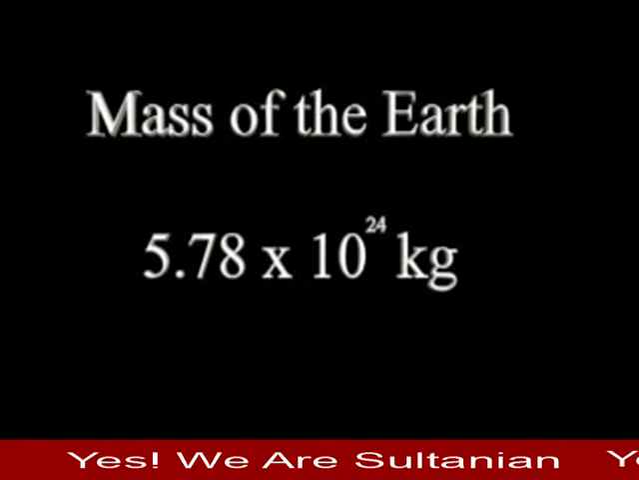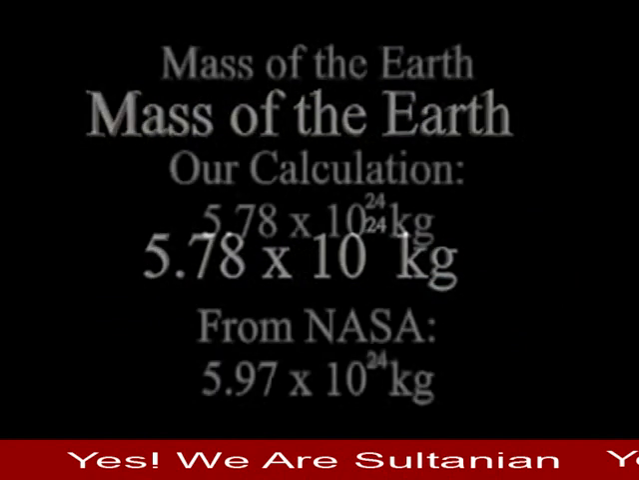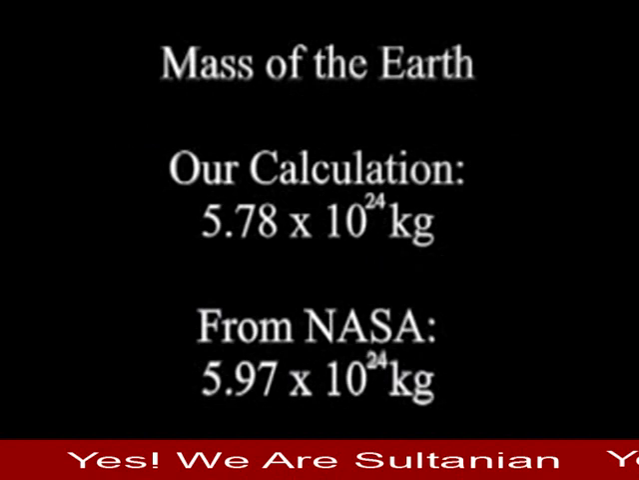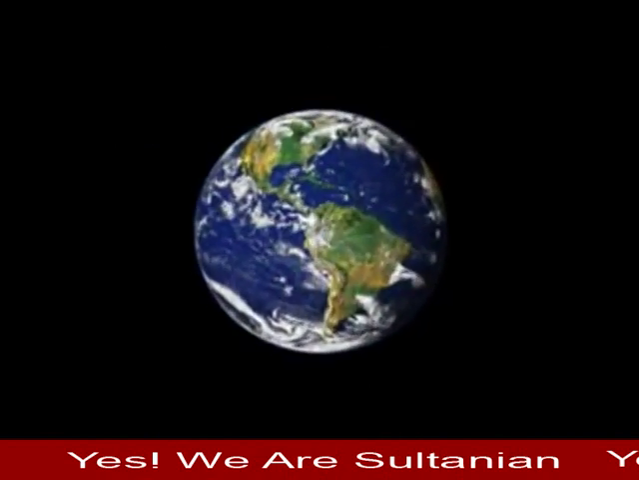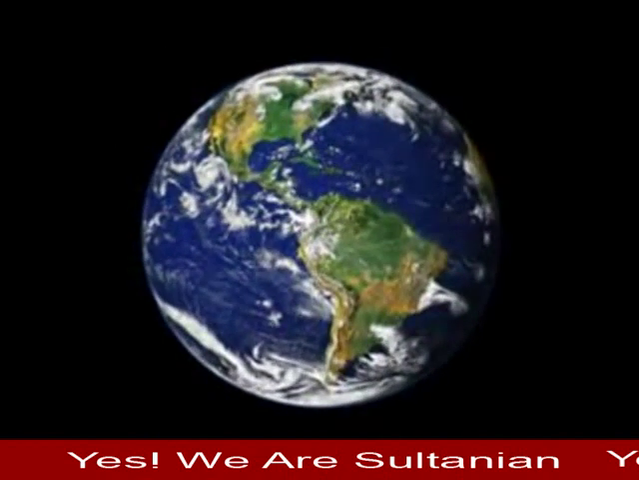The NASA website states that the Earth has a mass of 5.97 times 10 to the 24th kilograms. With simple equipment, aided by some powerful math, we have come up with a reasonable approximation for the mass of the Earth.